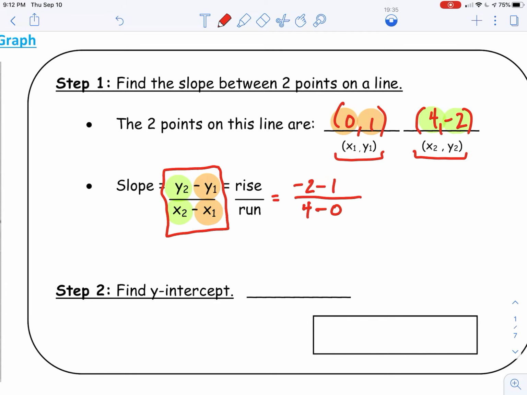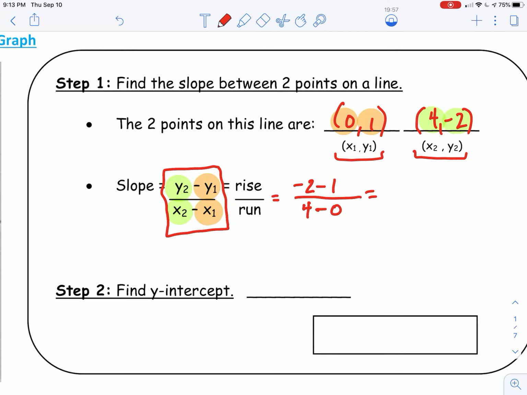So this is a way to find the slope. We have 2 sets of points. If we find the vertical change, which is y2 minus y1, over the horizontal change, which is x2 minus x1, from 2 sets of points, and we subtract those, we can figure out what our slope is.